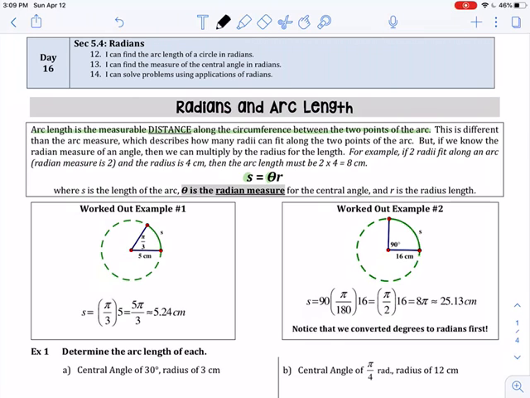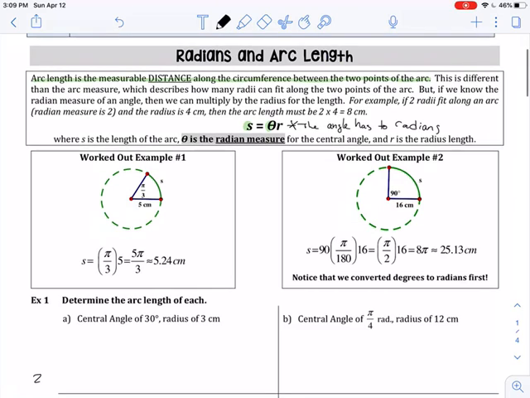For this formula to work, the angle has to be in radians. All right. So if we get a problem where they give us degrees, the first thing we're going to have to do is convert that into radians in order for this formula to work.